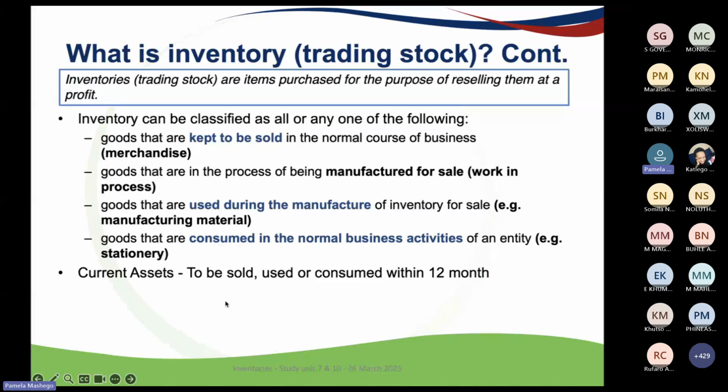By consumables, I mean items that you use in the day-to-day operation of the business, for example, stationery. And inventory is classified as a current asset. Why? Because businesses intend to sell, use, or consume that inventory within 12 months. So that's why we classify it as a current asset.